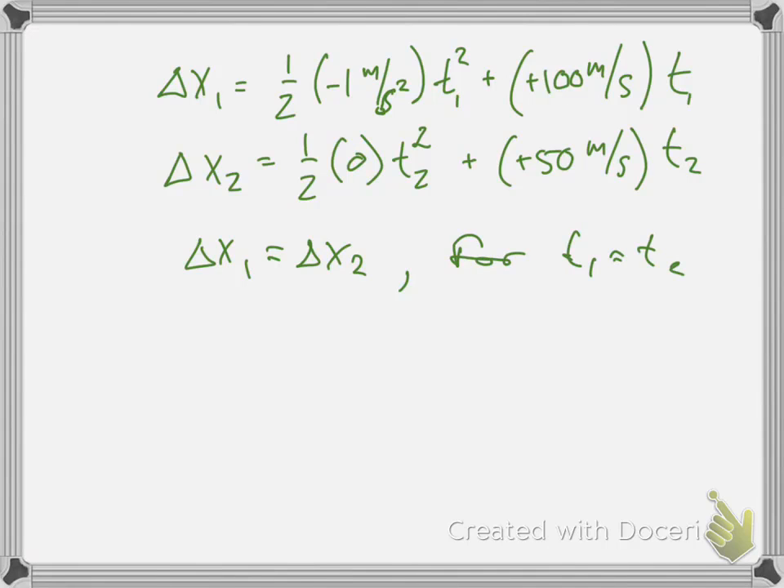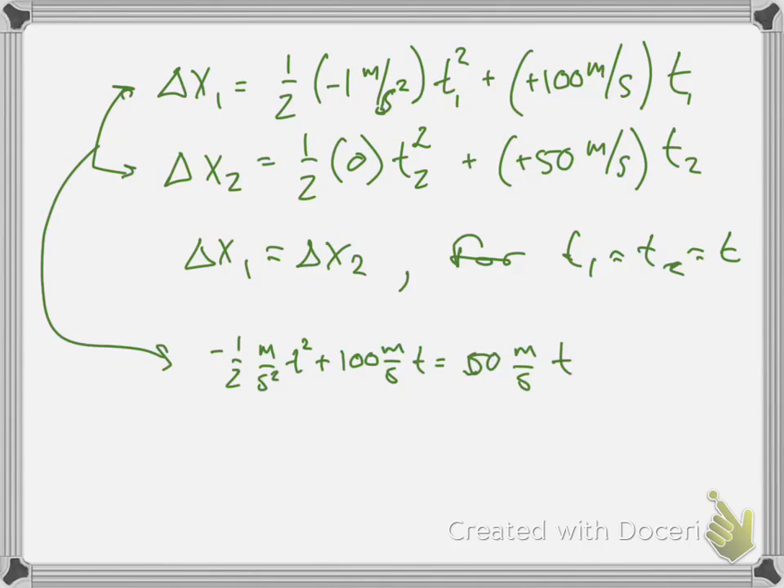So we can drop the subscripts from the times and just say t1 equals t2 equals t. Setting them equal to each other, I get minus 1/2 meters per second squared times t squared plus 100 meters per second times t equals 50 meters per second times t. So it all simplifies, and we just solve for t.